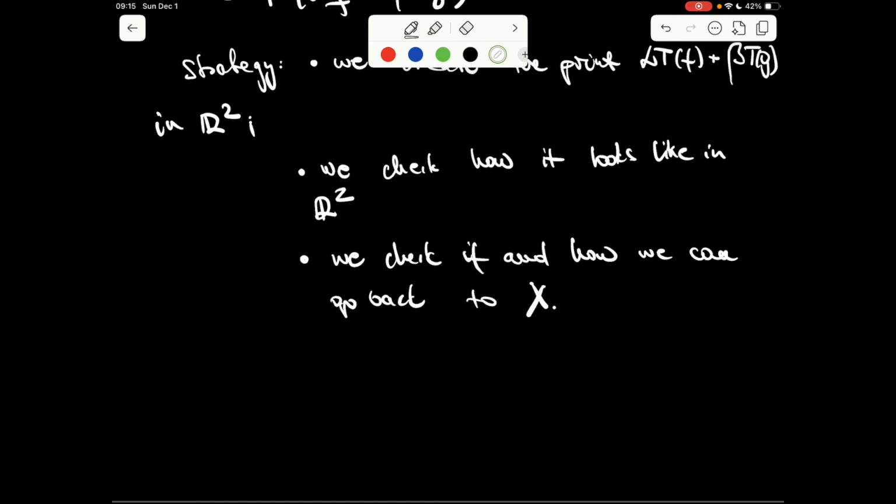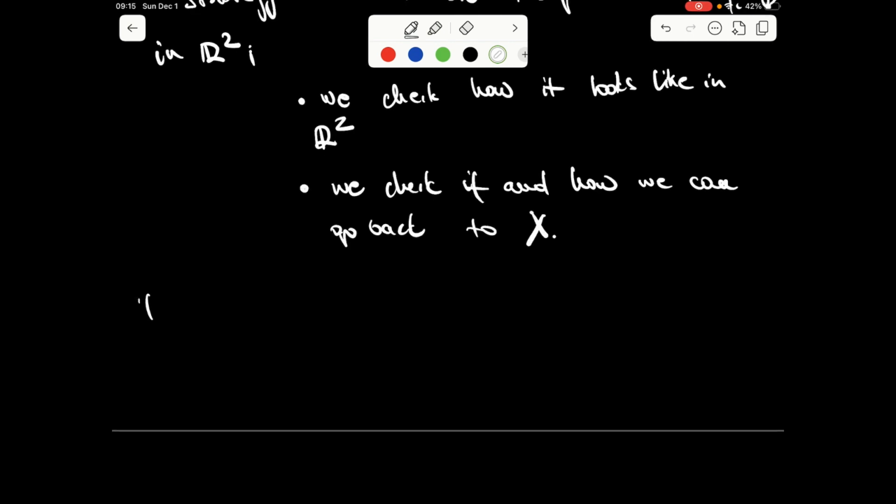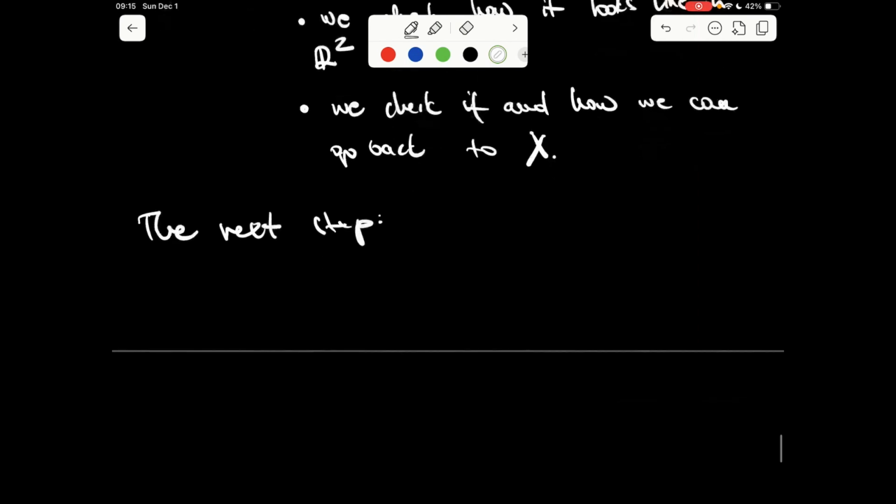Okay, so to see if there is a mapping that creates or establishes an isomorphism between X and R squared, we need to check if the mapping is one-to-one, onto, and linear. The next step: isometric. We need an isometric isomorphism, which is more than an isomorphism. What does it mean?